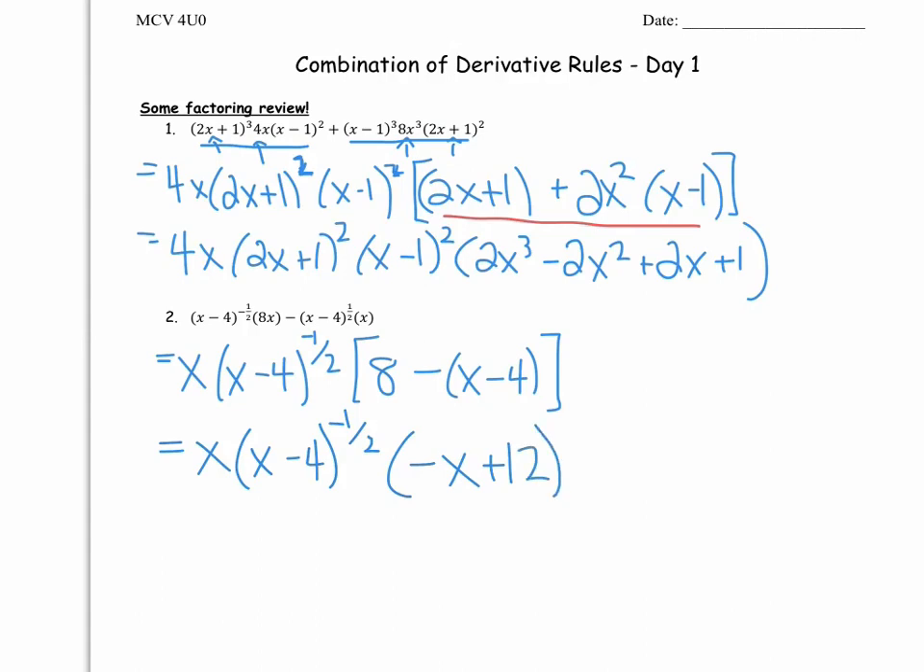Now, we always want to take this and rewrite it with a positive exponent. So this actually becomes a rational function where we have that on the top, and on the bottom we have root x minus 4. Okay, so we're going to use these skills when working on some of these combination derivatives.